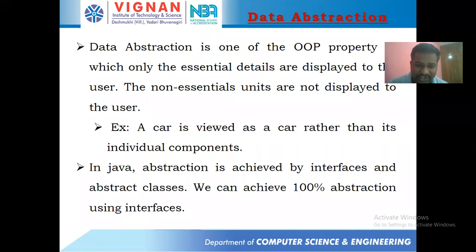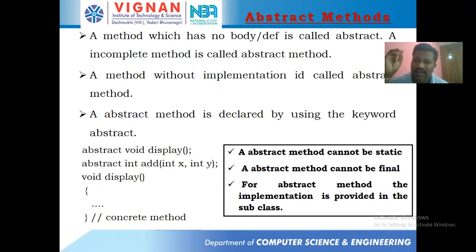This data abstraction can be achieved in Java with the help of interfaces and abstract classes. With interfaces, we can achieve 100% data abstraction. But from Java 8 onwards, there are some loopholes in interfaces also, which I will discuss. Remember that data abstraction can be achieved by using abstract classes and interfaces.